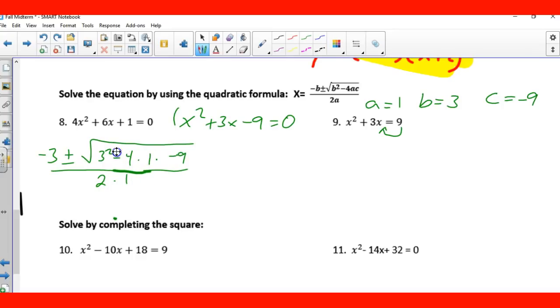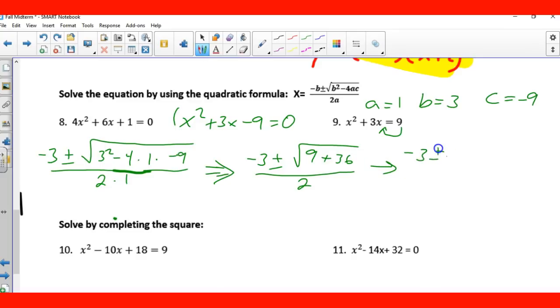Now, under the radical right here, we have negative 3 plus or minus 3 squared is 9, and negative 4 times negative 9 is going to actually be a positive 36, all over 2. Now, simplify this. You have 9 plus 36 is going to be the square root of 45 all over 2.